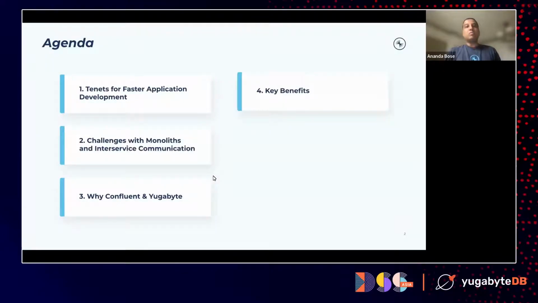And what I'm going to focus on today is what are the tenets for faster application development, what kind of challenges monoliths encounter, and what about inter-service communication, which is the big part because that's where data comes in. Why Confluent and Yugabyte, and finally to sign off, what are the key benefits if you do this properly, right?